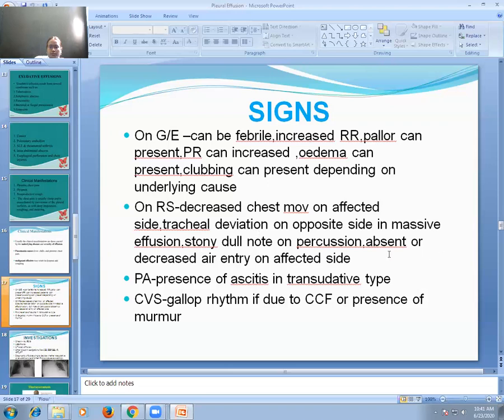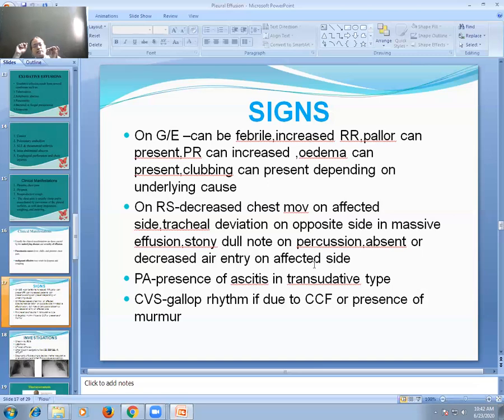And now the auscultation. You have to auscultate the area of the lung with the help of a stethoscope. When you keep the stethoscope over the chest, if there is a pleural effusion on the right side and you auscultate the area on the right side, you get absent or decreased air entry on the right side. So there is no air entry or no breath sounds. You cannot hear any air entry or any breath sound in that area on the affected side. So that is absent or decreased air entry on the affected side.